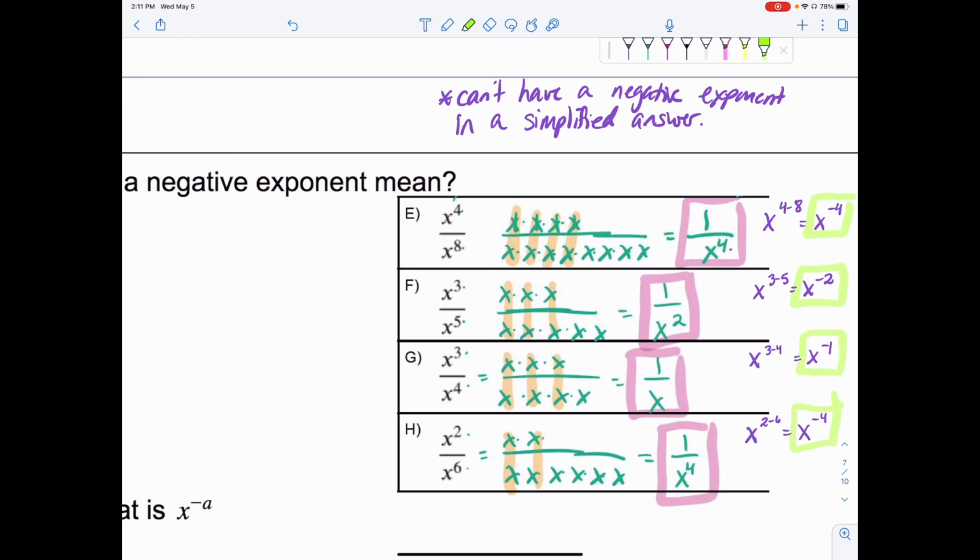So then we consider, okay, well, this x to the negative 4th is really equal to 1 over x to the 4th. X to the negative 2nd is equal to 1 over x to the 2nd. X to the power of negative 1 is 1 over x, and x to the negative 4 is equal to 1 over x to the 4th. So in class, we thought about what that connection was.